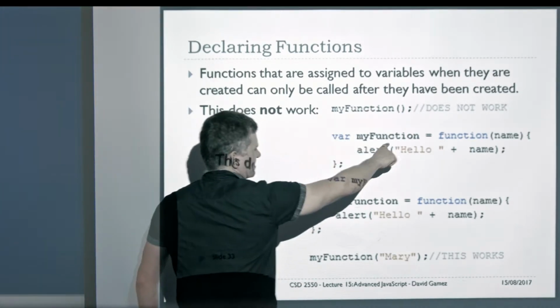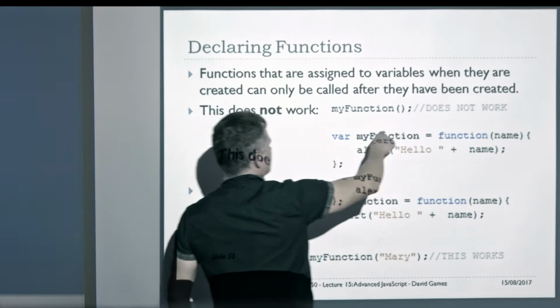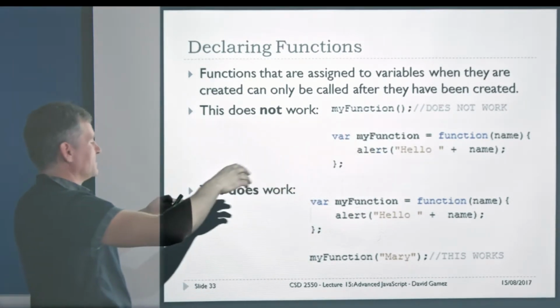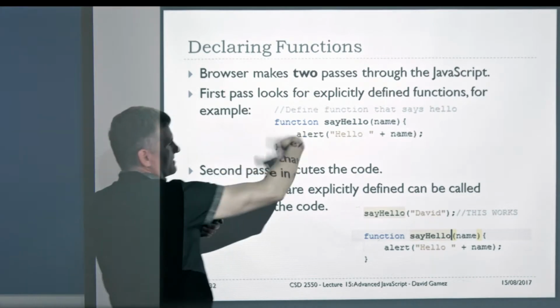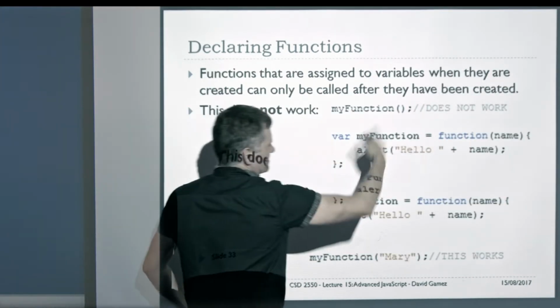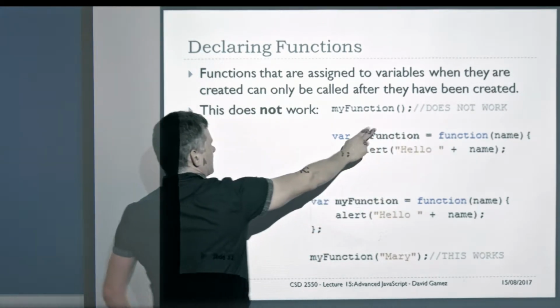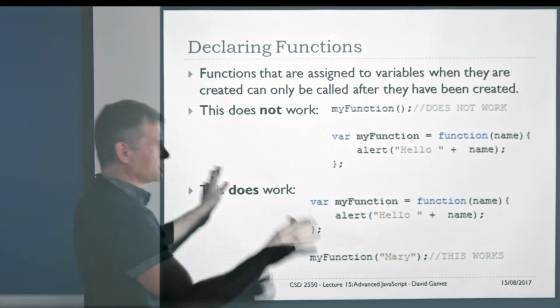In this case, we're creating a function anonymously, and assigning it to the variable here, called myFunction. So it's not defined in the standard way. We're creating that function dynamically. The browser will actually have to execute this piece of code in order to be able to execute this function. So it's not going to do that in the first pass.